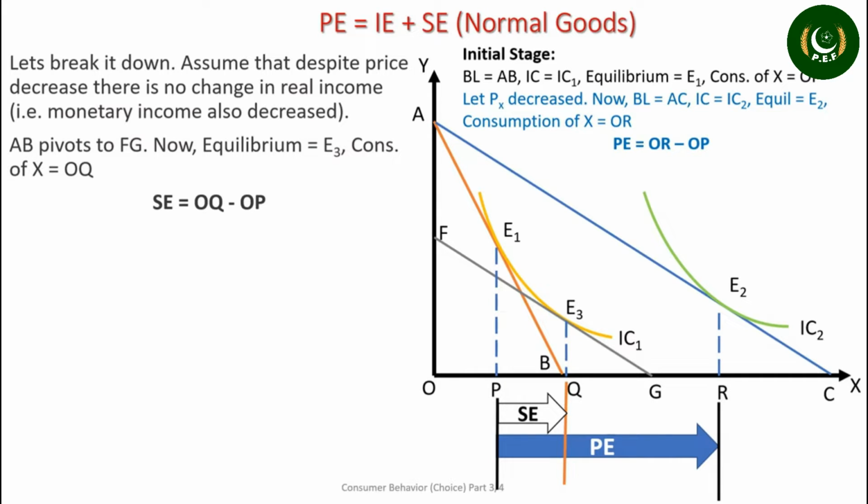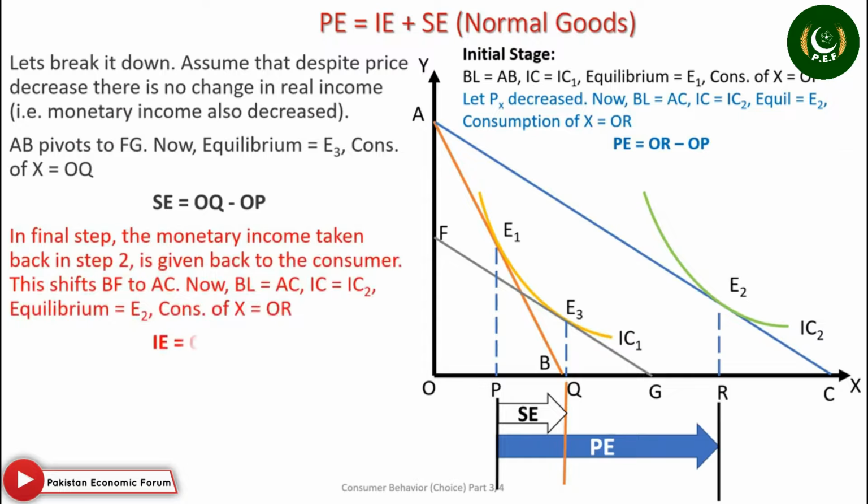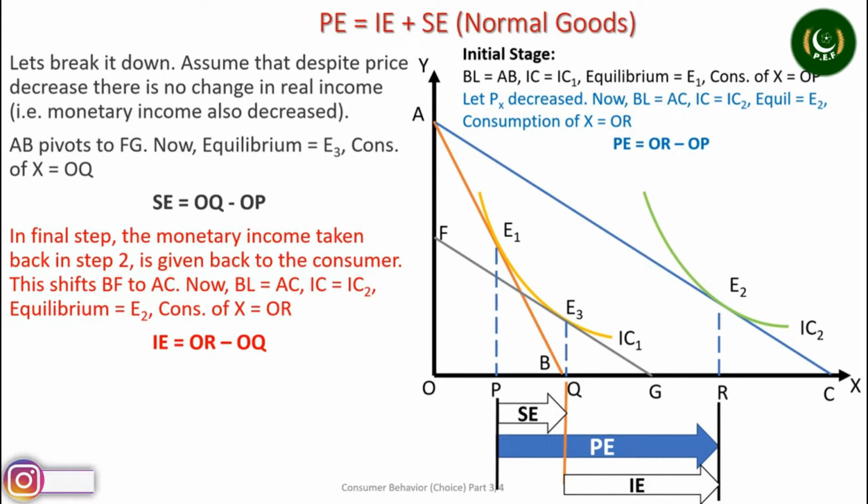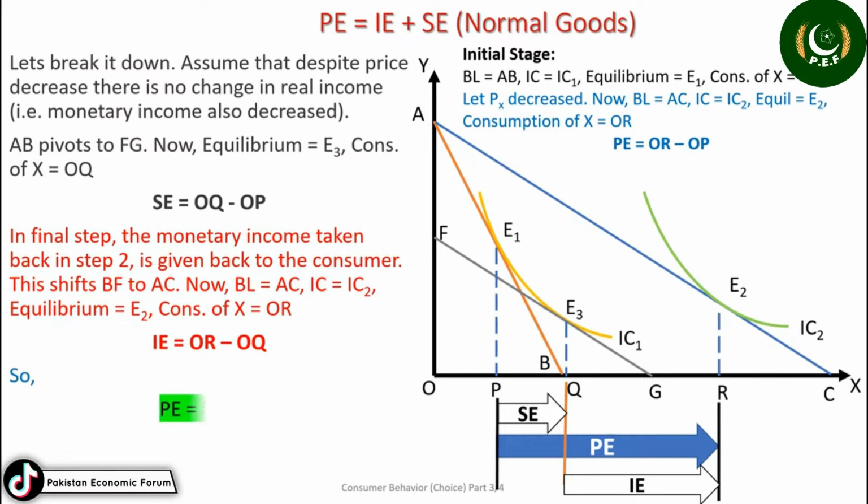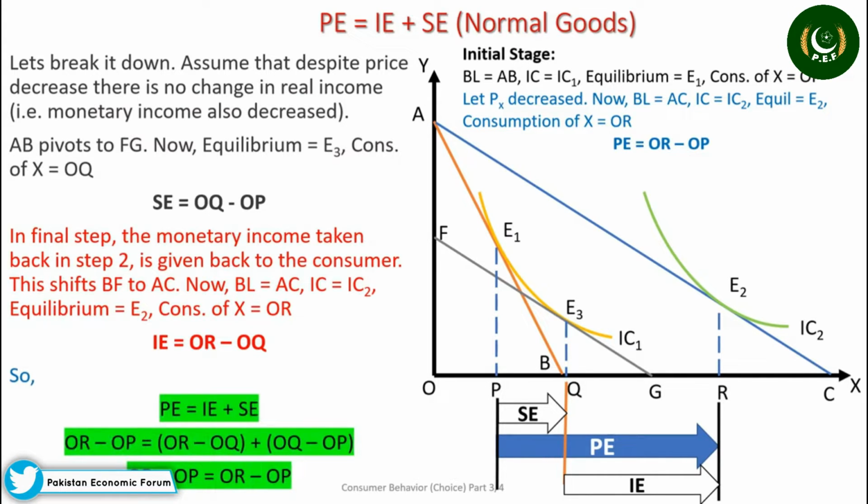Now, in the final step, let's assume that the monetary income taken back in step 2 is given back to the consumer. This shifts the budget line to AC. The consumer will move to IC2, equilibrium will be at E2, and the consumption of commodity X will be OR. Therefore, the income effect is OR minus OQ, final value minus initial value. So, putting it in an equation, price effect equals income effect plus substitution effect, and simplifying it, we have OR minus OP equals OR minus OP. The same is shown by the arrows in the diagram.